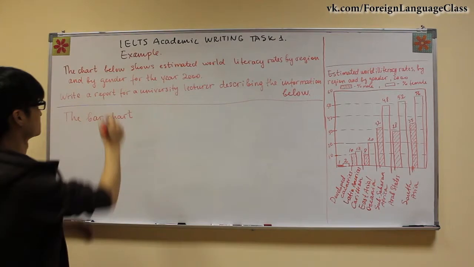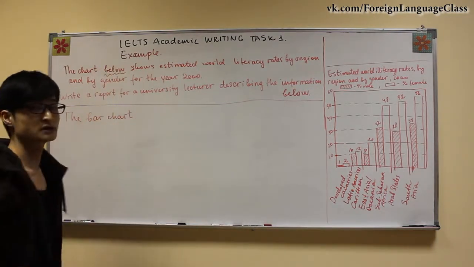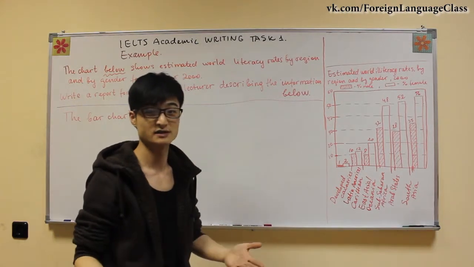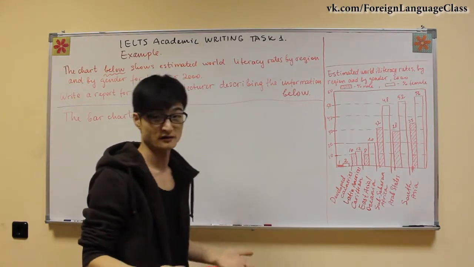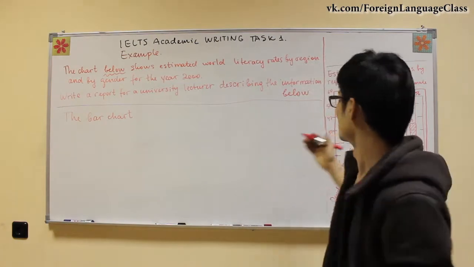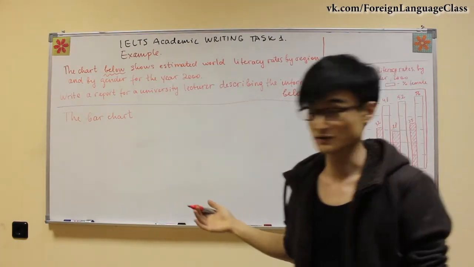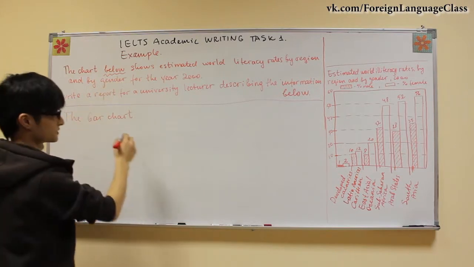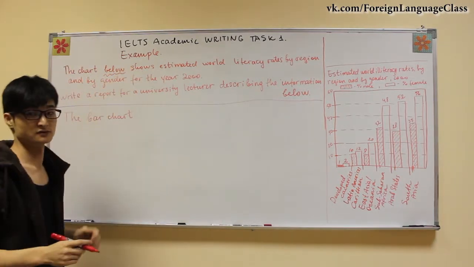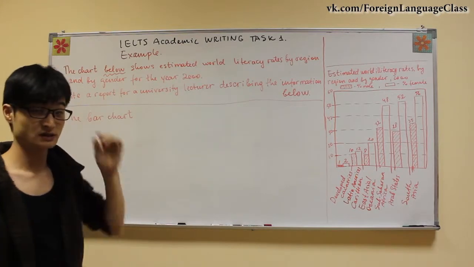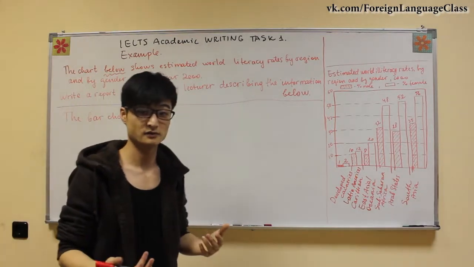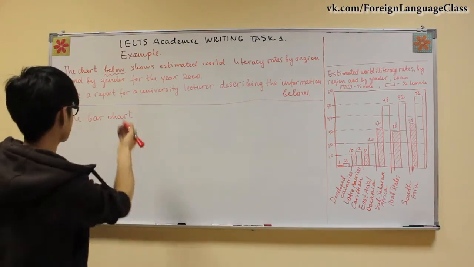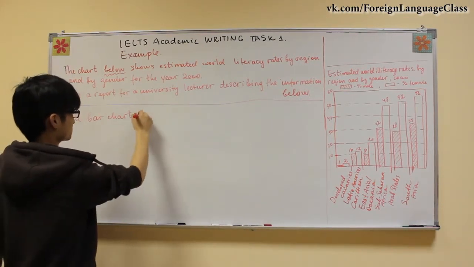Do not write below. Below means that you will have the chart below after your writing, but in your writing you will not have any charts on your answer sheet. So make sure you don't write below. "The bar chart shows" - "shows" is already written in the task, so it's better to use another verb. Do you remember the list of verbs that we can use? Let's say the bar chart demonstrates.